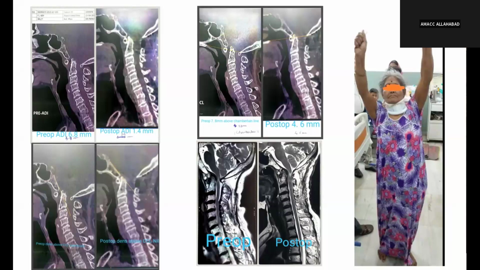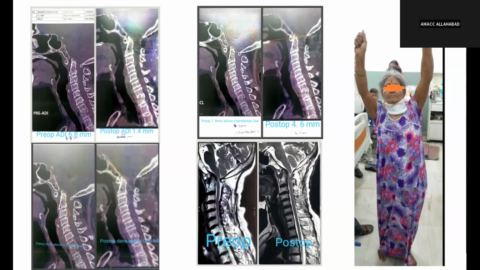This is the pre-op situation of the cord and this is the post-op situation. The cord is fully decompressed. There was myelomalacia at the cervical junction, but everything went well. This is day 3. This patient was bedridden, and on day 3, she started walking. This surgery is very critical, very crucial, and very complicated, but the results are miraculous.